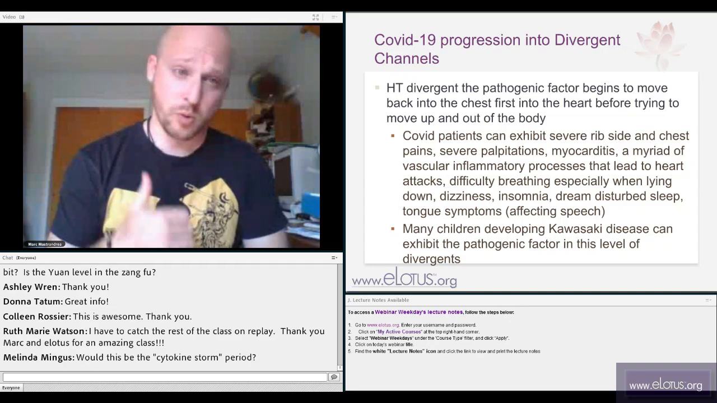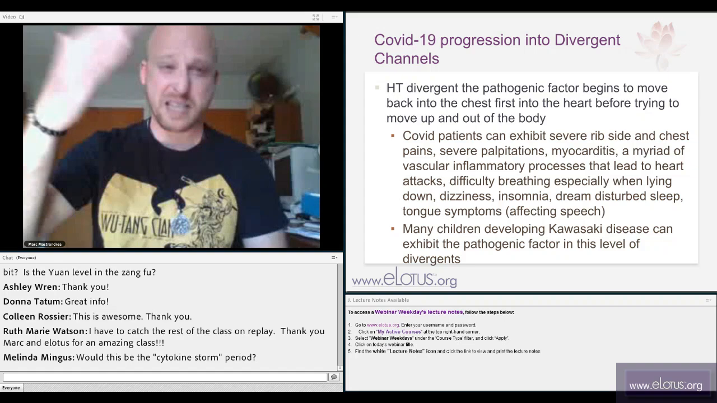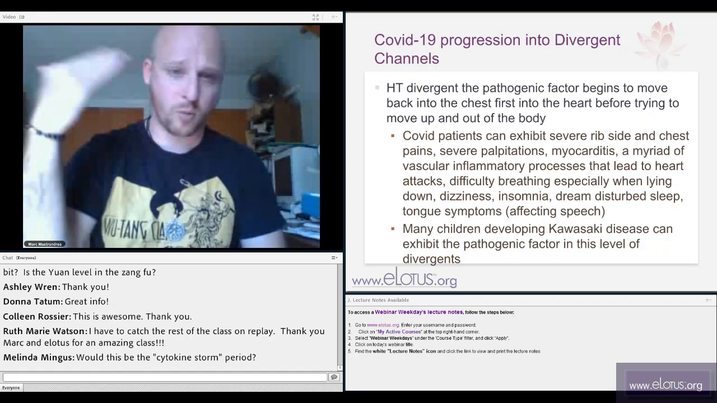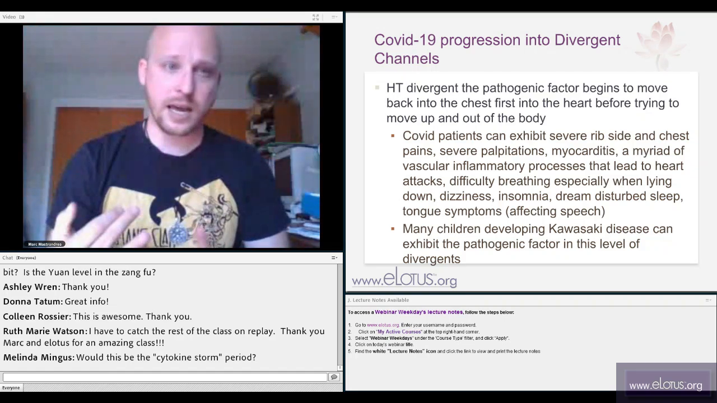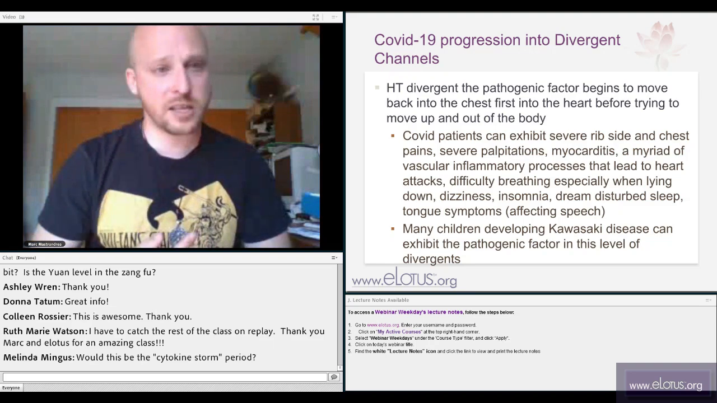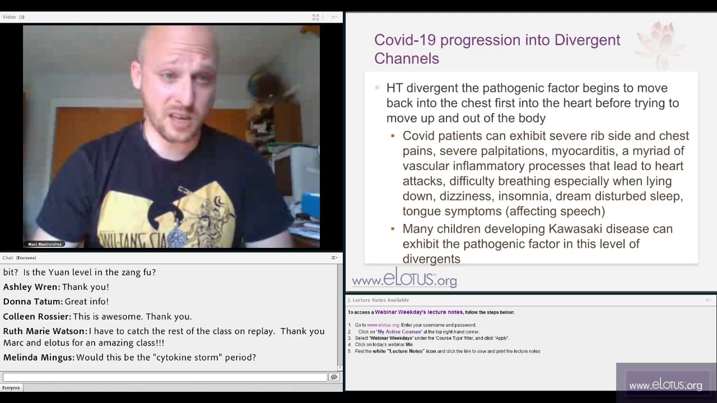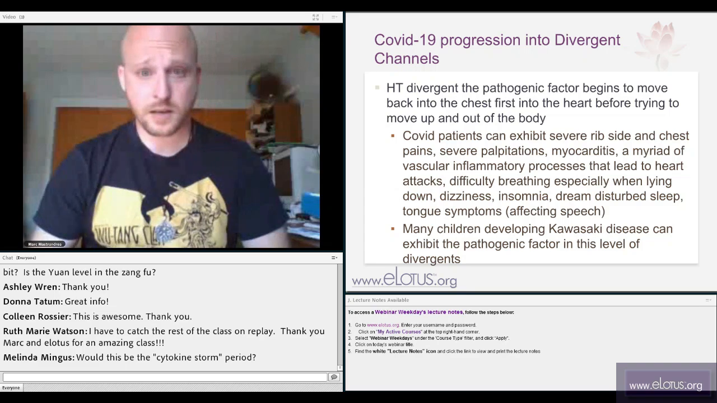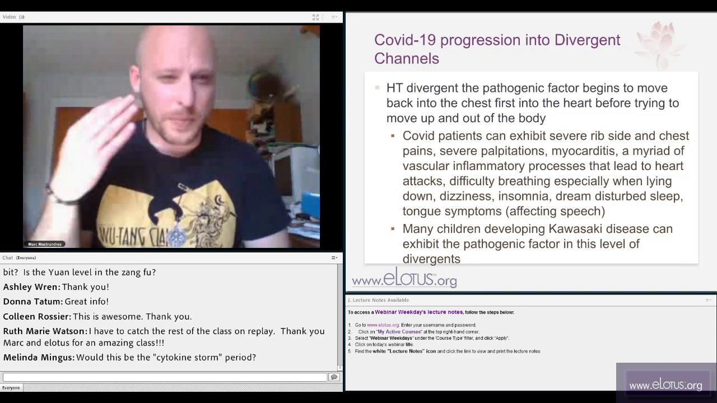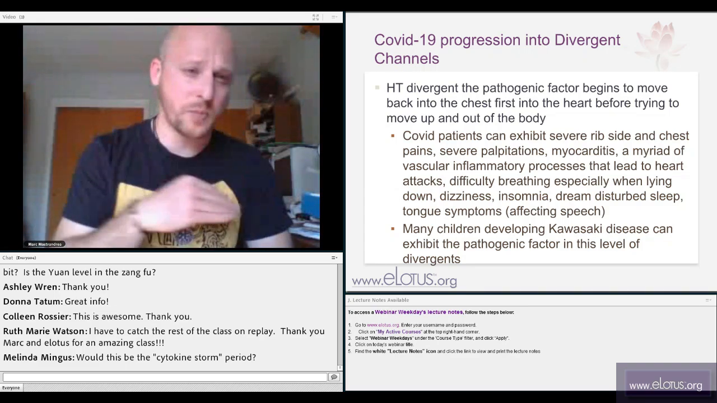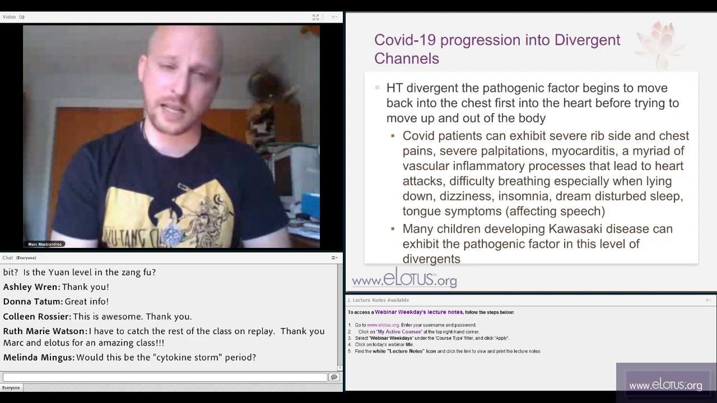You get lots of dizziness, which is already occurring before, but this wind phlegm, and now you've got a lot of fire. It's whipping it up. A lot of insomnia, a lot of dream-disturbed sleep. You can get tongue symptoms affecting the speech, delirium, right? These things can start to occur. They might be minor. They might come and go and not be so much, but you can start to see a little bit, particularly in a lot of COVID patients.